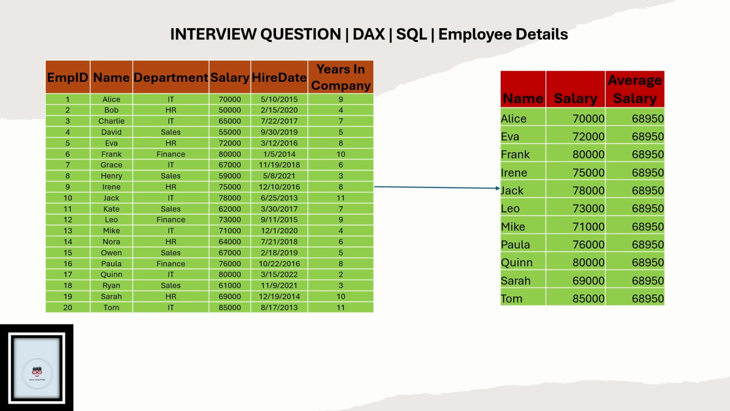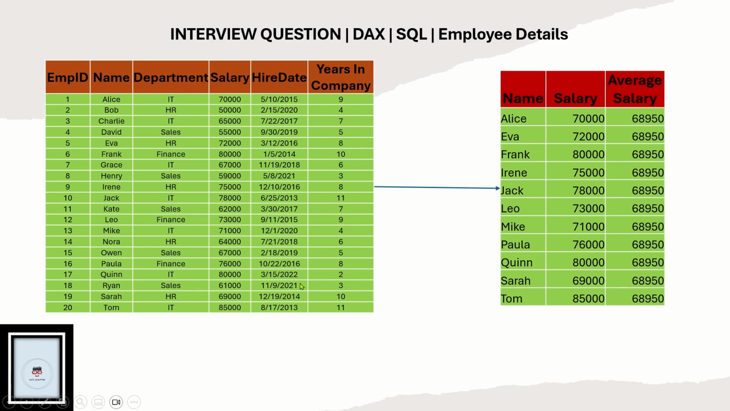Today in this video we will be covering a simple question and we will be solving it using both DAX as well as SQL. So you have a table called employees and you have some list of employees, around 20 employees. So you need to output a table with a name, salary and average salary. So the data should be filtered in such a way that the employees whose salary is greater than the average salary of all the employees should be written.